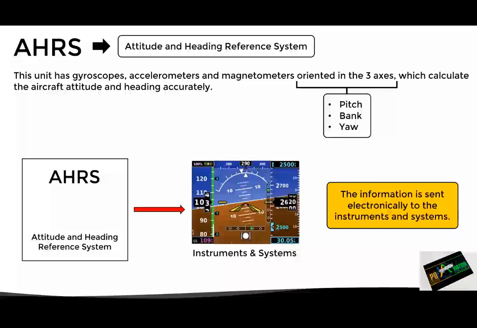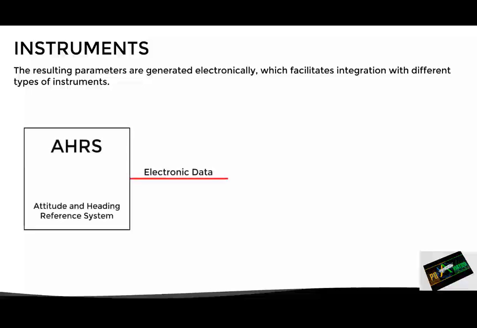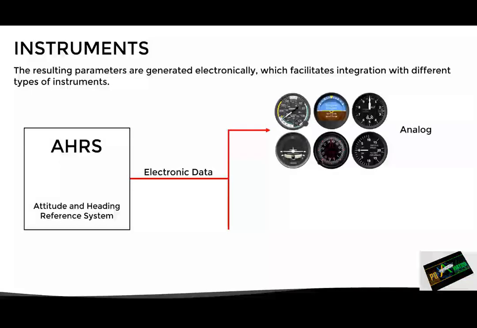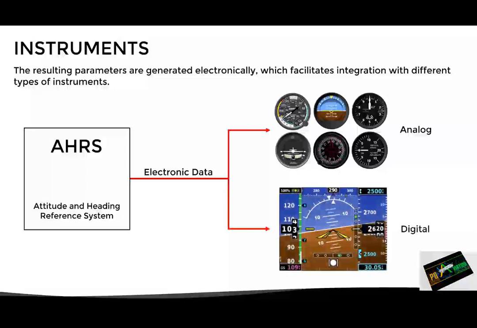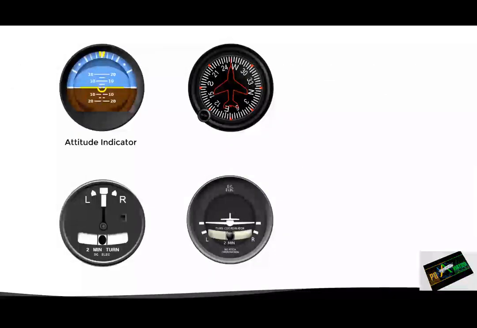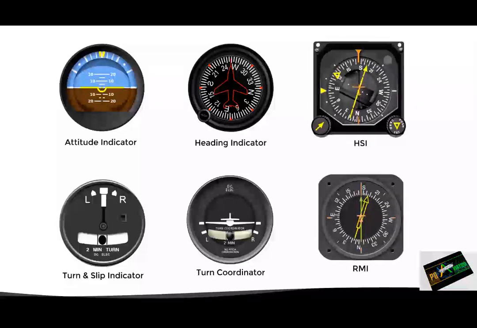Now, since the resulting parameters are generated electronically, these are easily integrated with different types of instruments. For example, the electronic data generated by the unit can be used to feed analog instruments that are adapted to receive electronic inputs. Or they can also be sent to electronic flight instrument systems with digital presentations. The instruments normally fed by the AHRS are the attitude indicator, the heading indicator, the turn and slip indicator, and the turn coordinator. And apart from this, the system can also feed instruments that previously used a remote indicating compass, such as the HSI or the RMI.